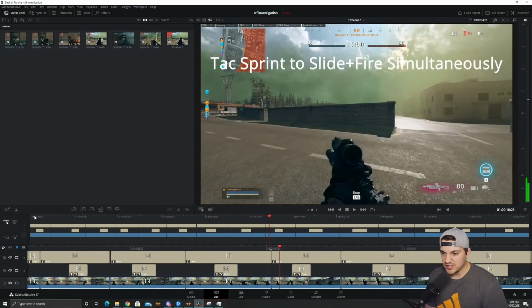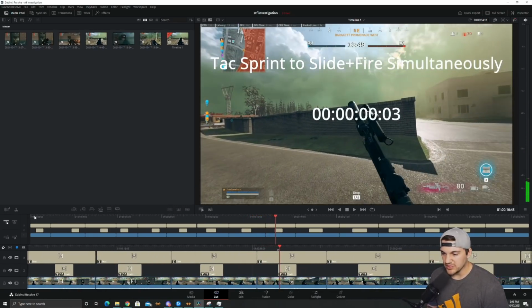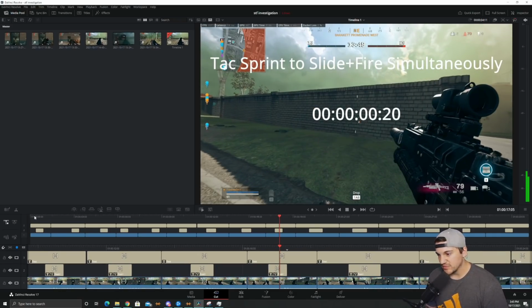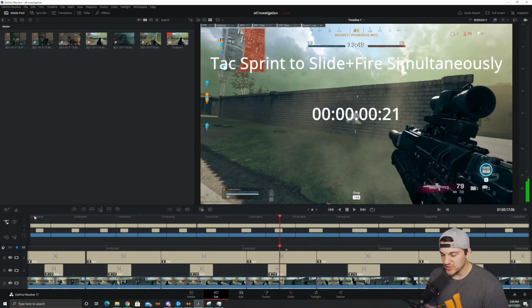Next up, the same thing, just with Tac Sprint. So again, we're just Tac Sprinting to a slide and then firing. And again, it was exactly 20 frames, 19 frames in this case, now 20 frames.